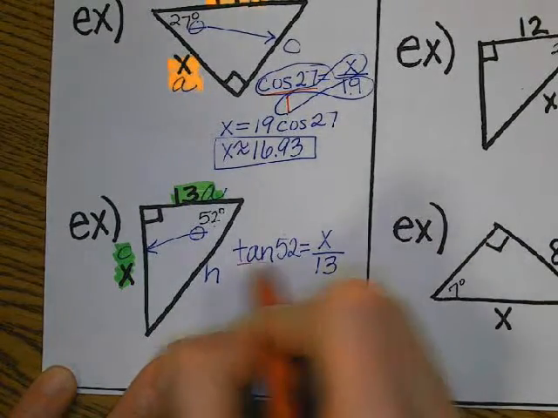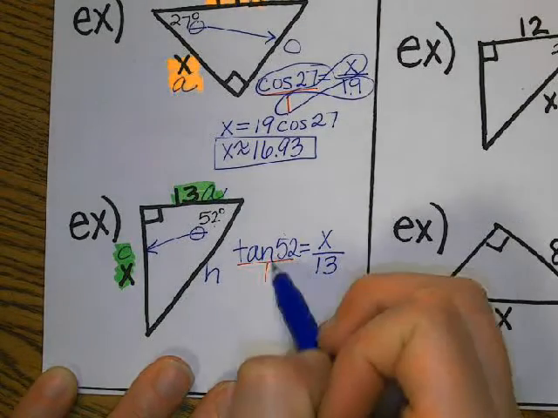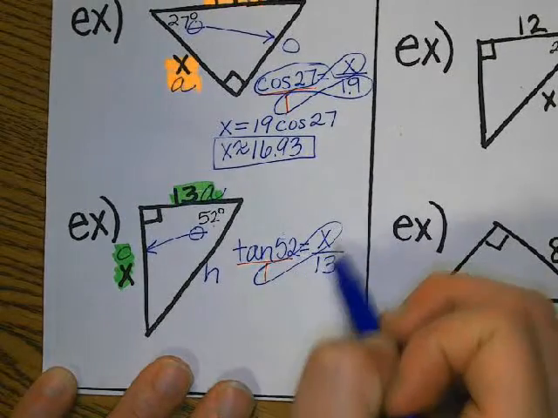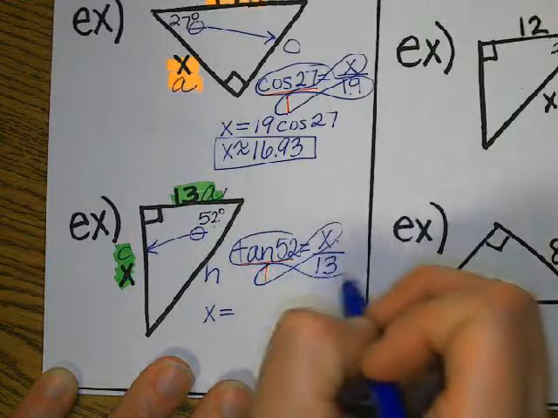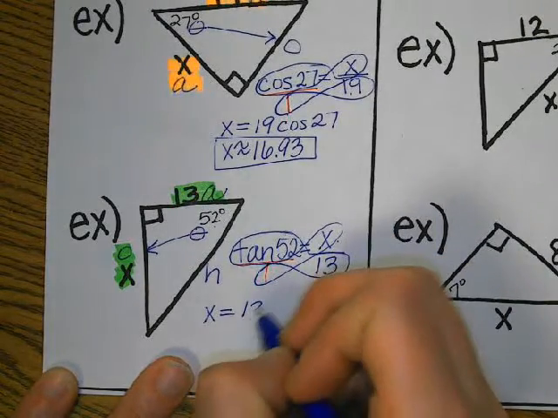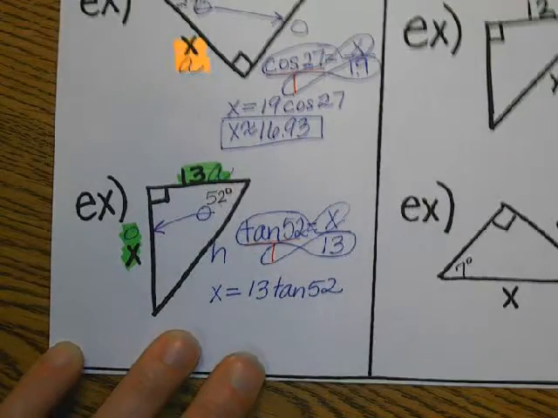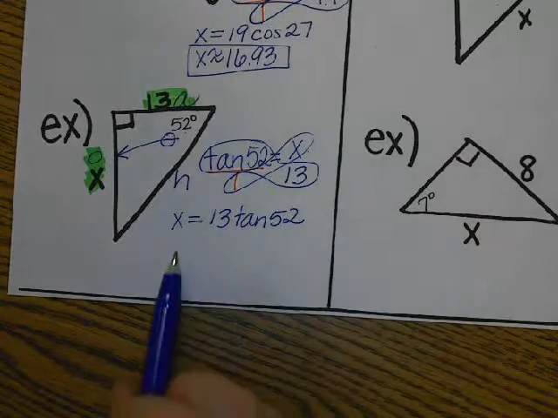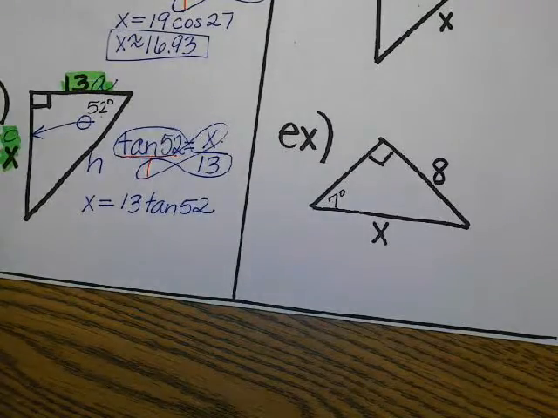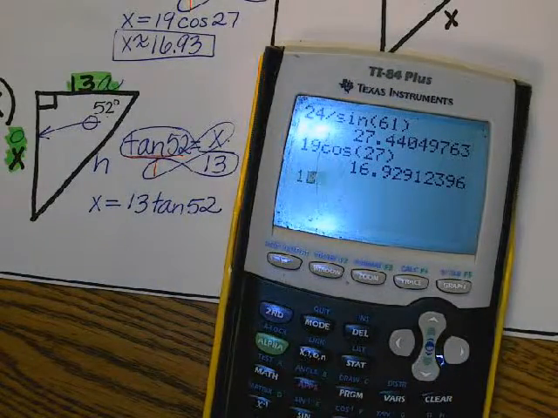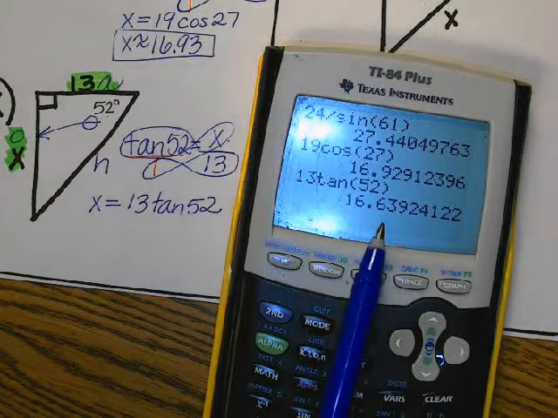Next step is to cross multiply. Put the tangent over 1, and then cross multiply. This is x times 1, which is x. And this is tangent 52 times 13. I always put that 13 in front of tangent 52. And now it says x all by itself, so I don't have to do any dividing. So I'm just going to use my calculator. 13 tangent 52. And I get this number.